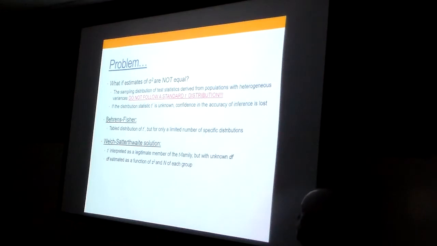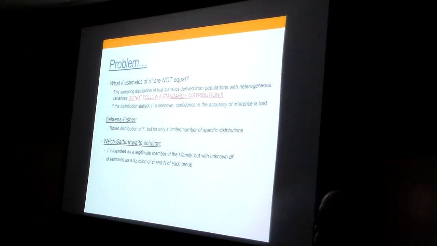With a Welch-Satterthwaite solution, what is going on is we have evidence of unequal population variances, right? And so now we're not calculating T, we're calculating some T prime. With Welch-Satterthwaite, T prime is interpreted as a legitimate member of the T family, but we just don't know what degrees of freedom it is, right? So T prime is a wild card. We know it follows a T distribution. We're assuming it's following a T distribution. We just don't know which one, right?